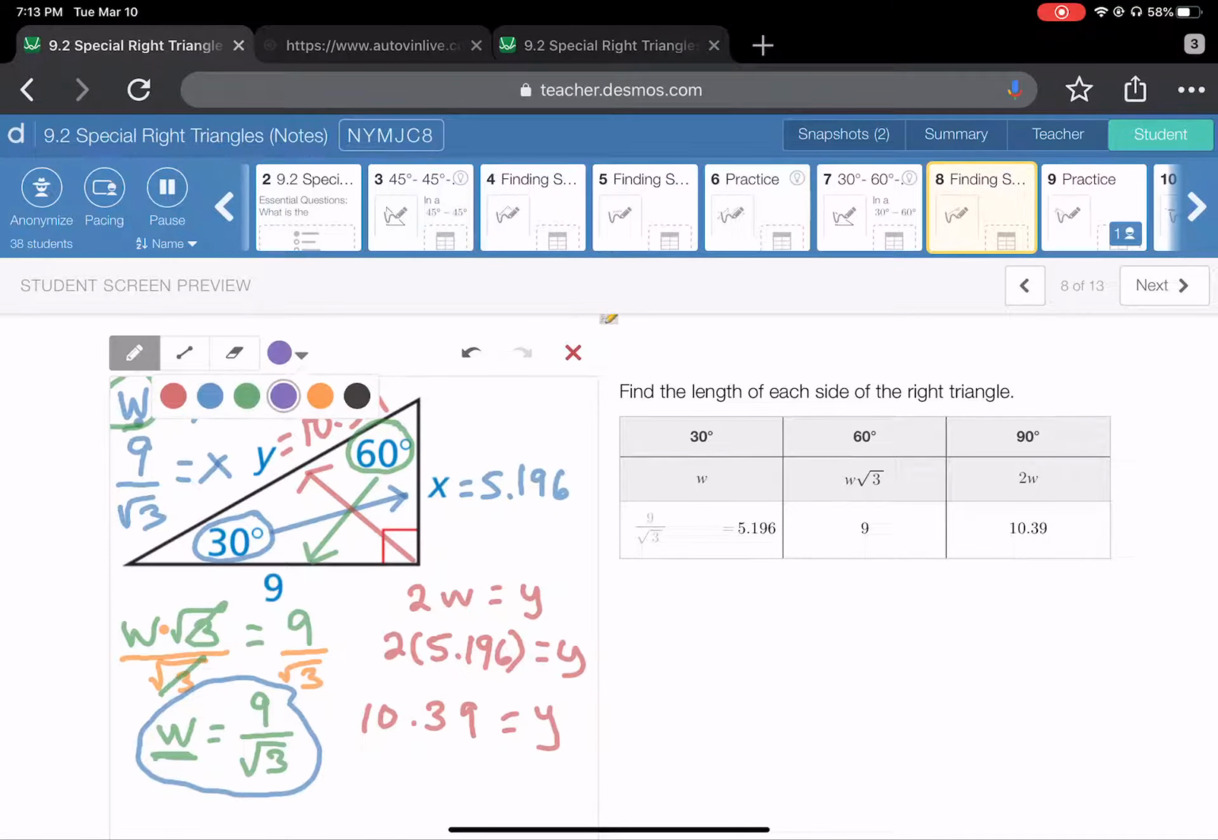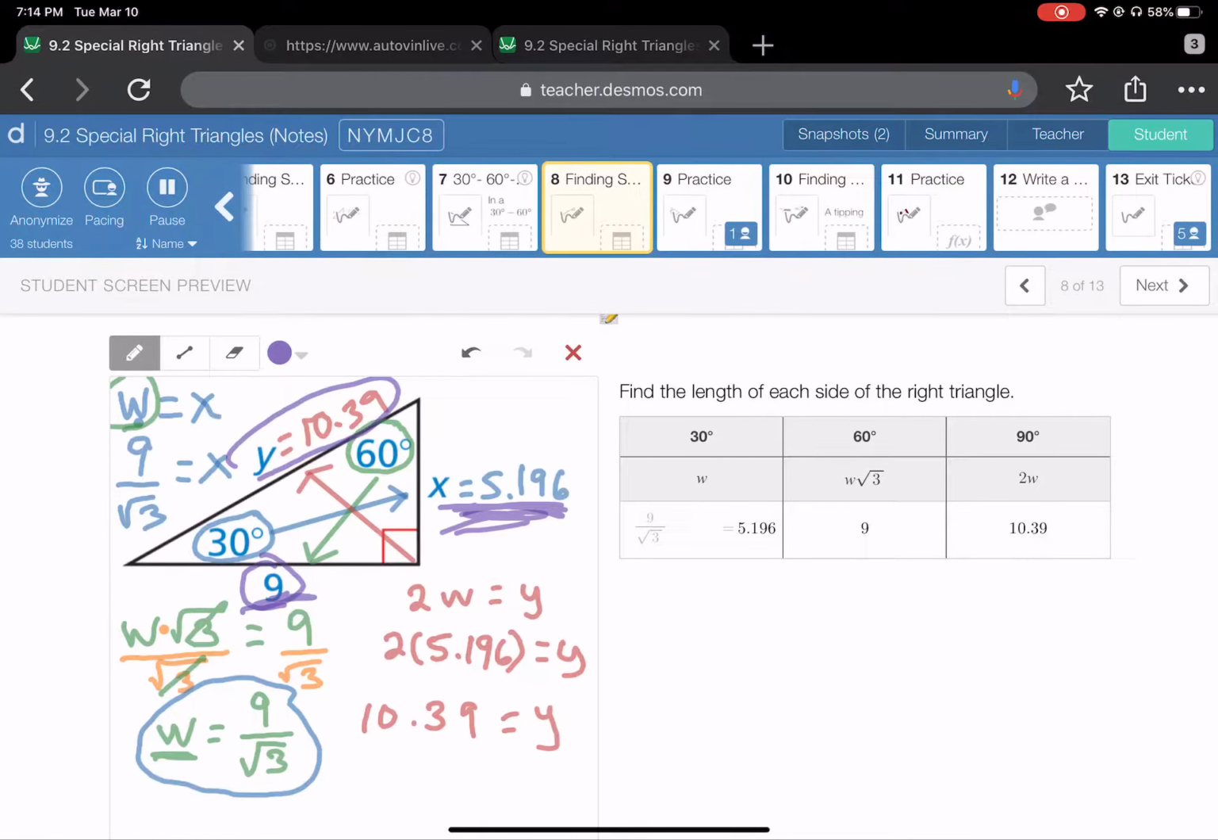So we have 9 as a long leg, and clearly that is longer than the short leg, so it makes sense. Okay, these numbers make sense. And then our longest leg, the hypotenuse, is 10.39, which is longer than A and B, so we know that that is also a value that makes sense.